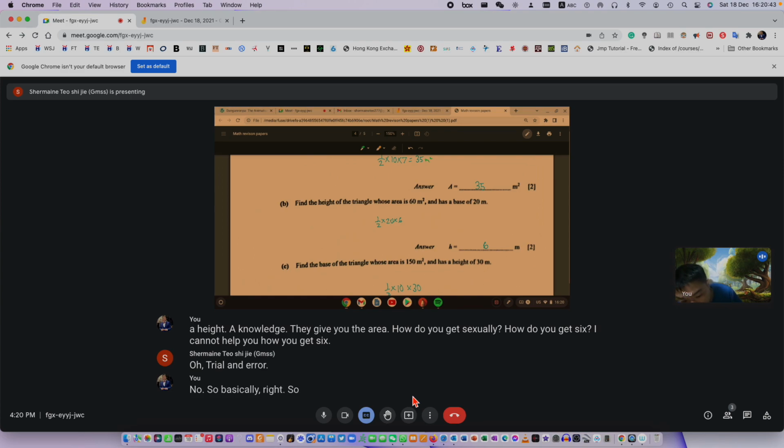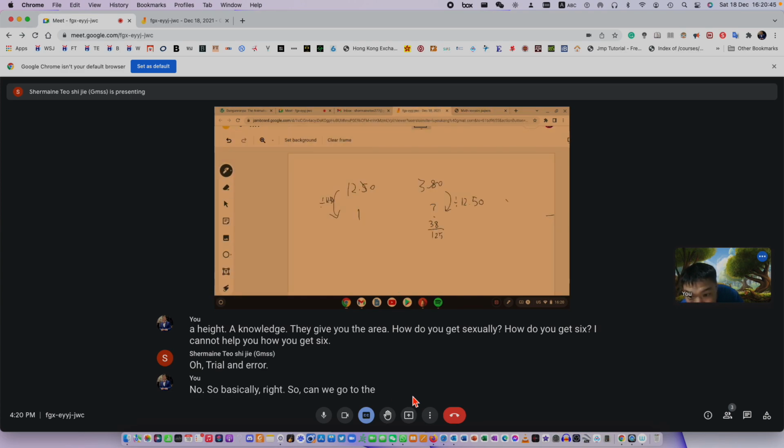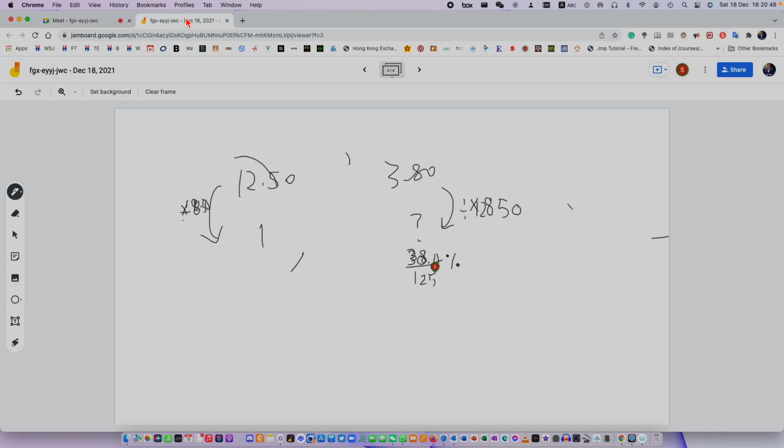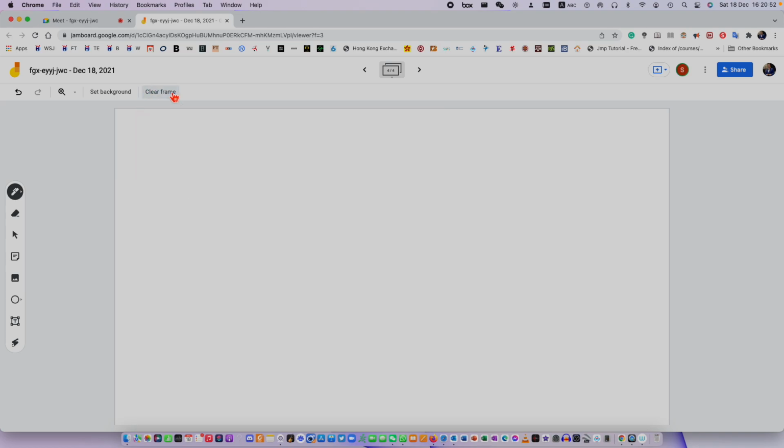So can we go to the Jamboard? Okay. Yeah, good. So I'm at the Jamboard already. So I clear the. Can you see what I'm writing? So basically, you have area equals to half times base times height, right? They give you the area. The area is 60, right? Yeah. So you sub in the 60 to A, and then you copy the half. They ask you to find the height, right?